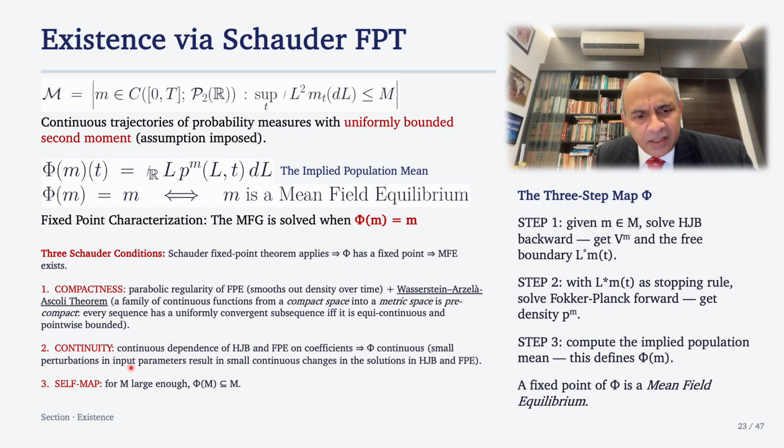In terms of continuity, we have continuous dependence on the coefficients in the case of both the HJB and the Fokker-Planck equation. That means that phi is continuous, and small perturbations in input parameters result in small continuous changes in the solutions of the HJB and FPE. In terms of the self-map, for M large enough, we've got phi of M contained in M. And the fixed point of phi is the mean field equilibrium.